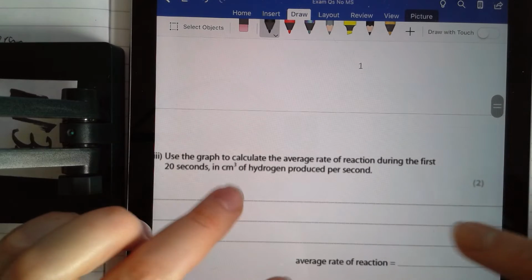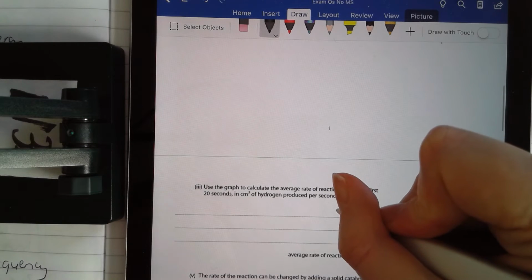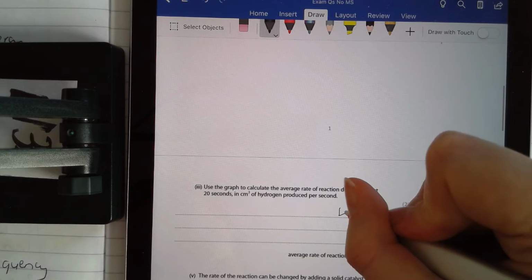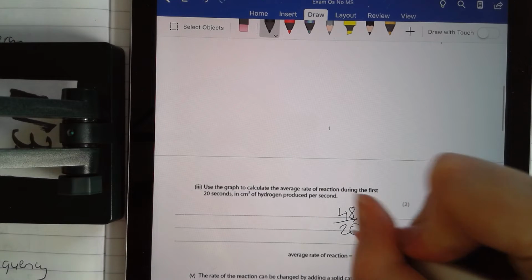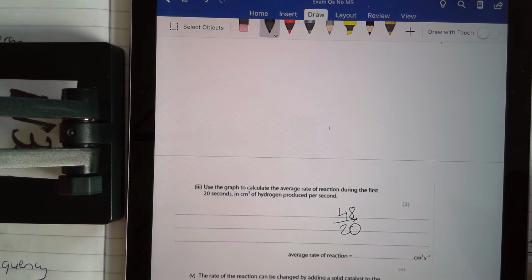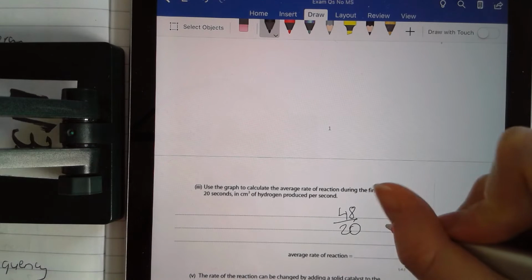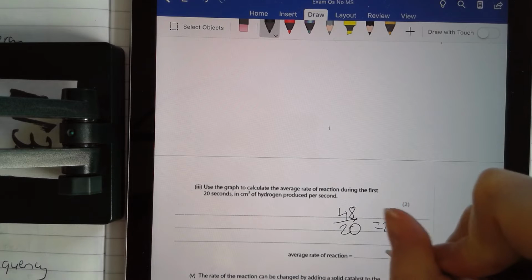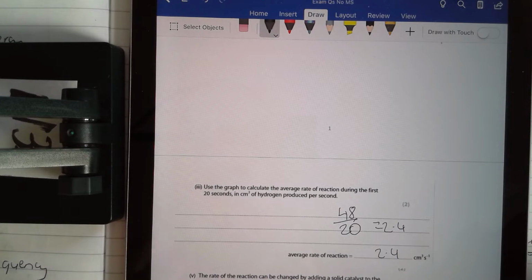My change in concentration is going to be 48, and it's taken 20 seconds. So 48 divided by 20 equals 2.4. And they've given you the unit as centimeters cubed per second.